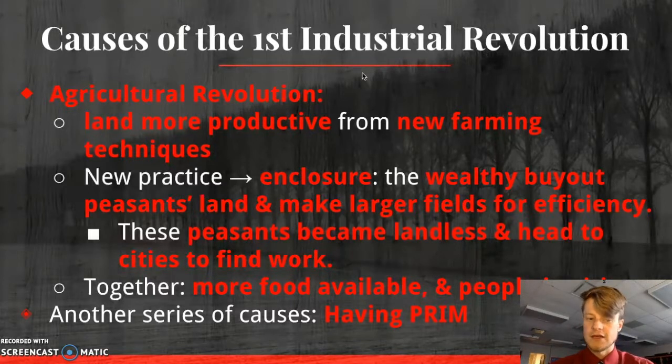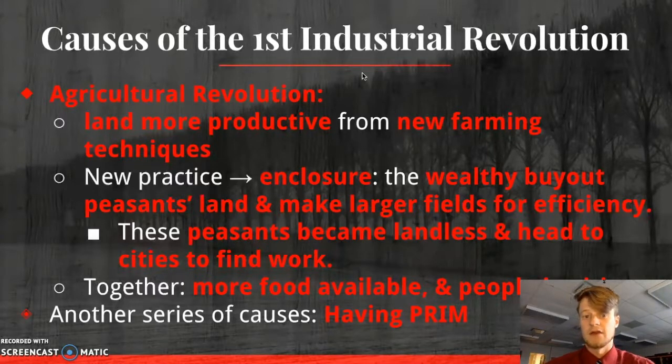But we also see things like enclosure, which is a practice that started in Europe, particularly in England, where wealthy people buy out peasants' land and make larger fields. Now, larger fields means that you can grow more things on them, but it also means that the land in and of itself is more efficient. You produce more things.